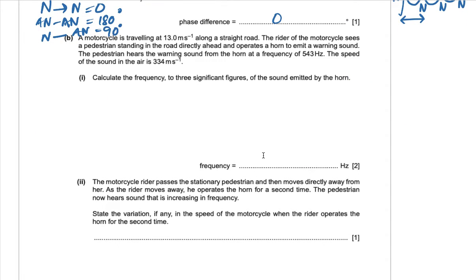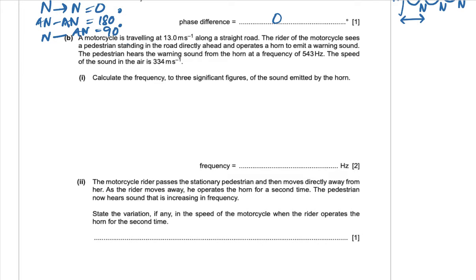Part B, a motorcycle is traveling at 13 meters per second along a straight road. The rider of the motorcycle sees a pedestrian standing in the road directly ahead and operates a horn to emit a warning sound. The pedestrian hears the warning sound from the horn at a frequency of 543 Hz. The speed of the sound in the air is 334 meters per second. Part 1, calculate the frequency to 3 significant figures of the sound emitted by the horn.